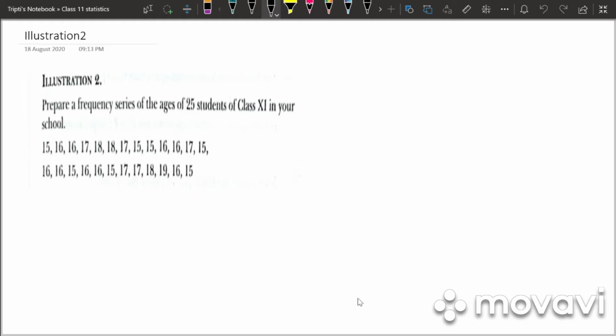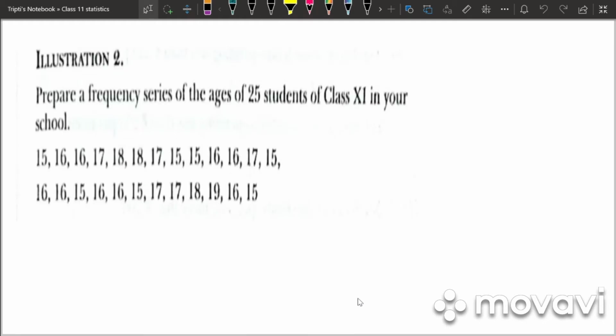Let's see illustration 2. Prepare a frequency series of the ages of 25 students of class 11th in your school. They have given us numbers 15, 16 and so on. Now we need to prepare a frequency series. So this is our frequency series.